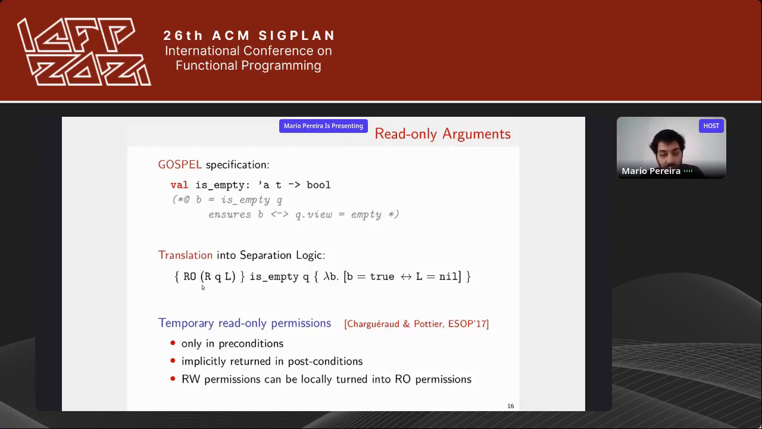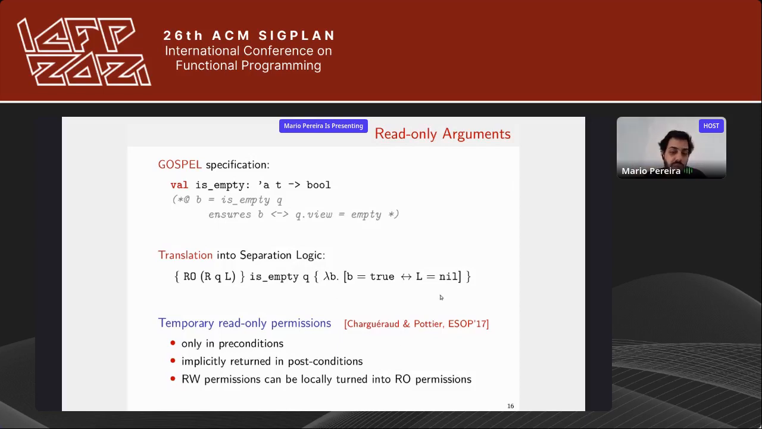And that's kind of good because reasoning about read-only arguments is much easier than reasoning about arguments that you can mutate inside the function, of course. Okay, so read-only permissions were introduced by Arthur Charguéraud and François Pottier in their ESOP 2017 paper. The idea is that this is an extension to separation logic with new rules for this kind of reasoning on read-only permissions. You can write read-only permissions only in preconditions.